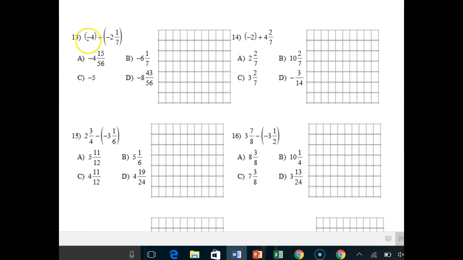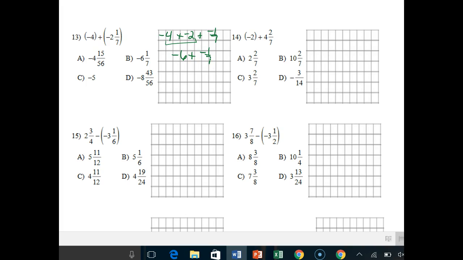Number 13. We got negative 4 plus negative 2 and 1/7. So let's break this down into negative 4 plus negative 2 plus negative 1/7. Notice, same signs I had to keep, right? So negative 4 and negative 2, that should be very simple. That's just going to be negative 6 plus negative 1/7.